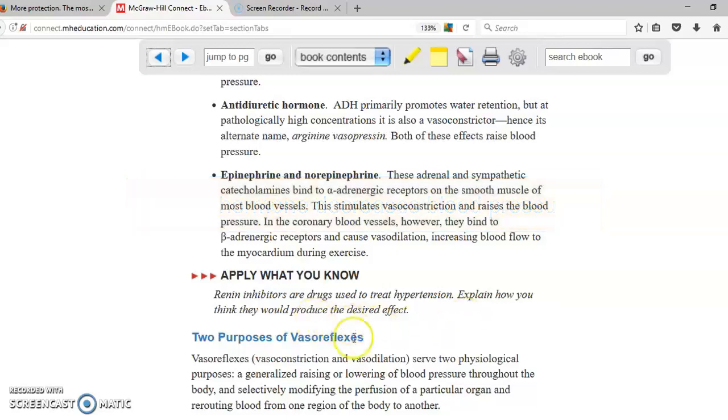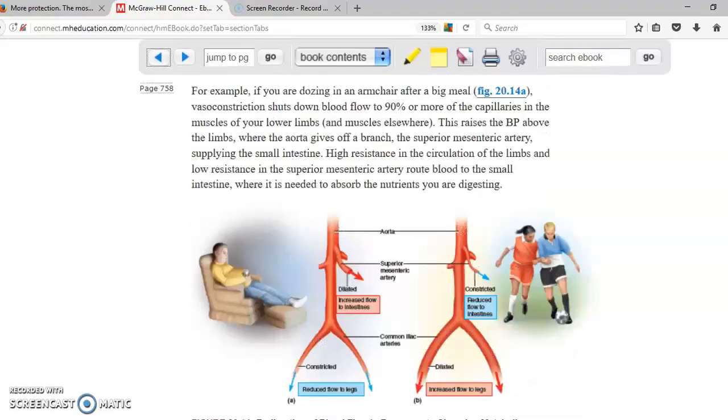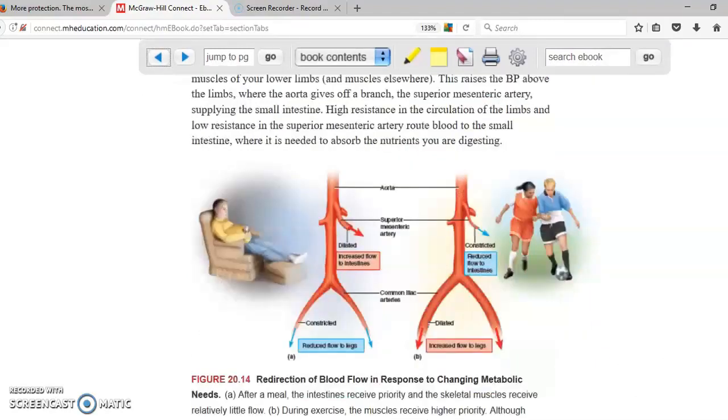So after that, we have purposes of vasoreflexes. According to your body needs, vasoconstriction and vasodilation will happen. If you are eating, then a lot of blood will go into your digestive system in order to help you digest the food. If you are playing, in this case, soccer or any other physical activity, then the blood flow will move from your digestive system into the muscles to provide them with enough blood in order to perform the action that they need to perform.